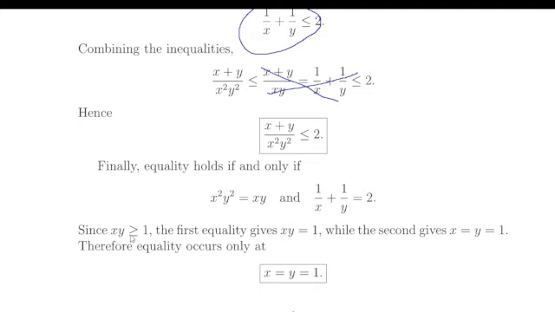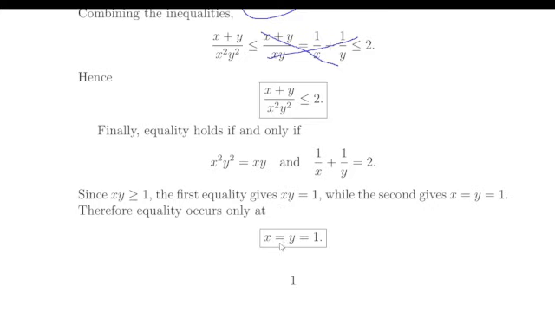And so since xy is greater than or equal to 1, the first equality gives xy is equal to 1, while the second gives x equals y equals 1. Therefore, the equality occurs only at x equals y equals 1. And so this completes the proof.